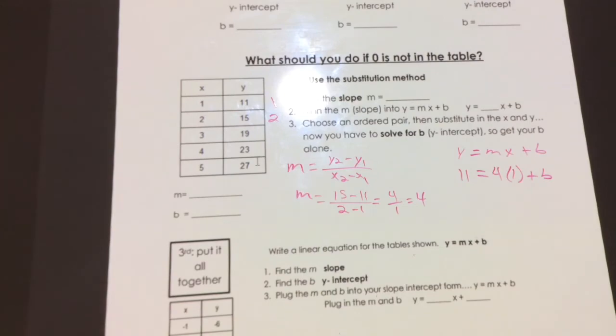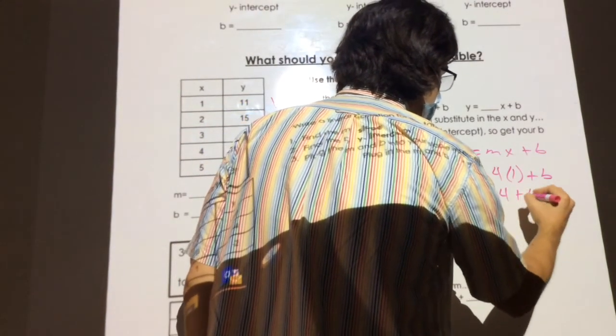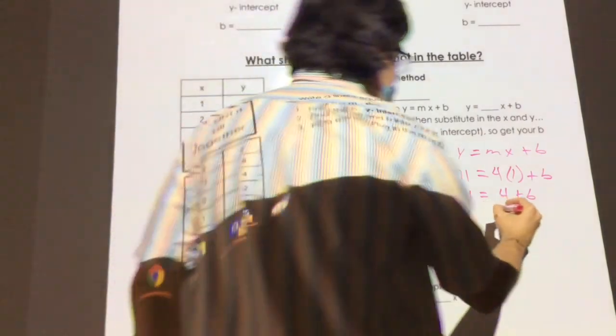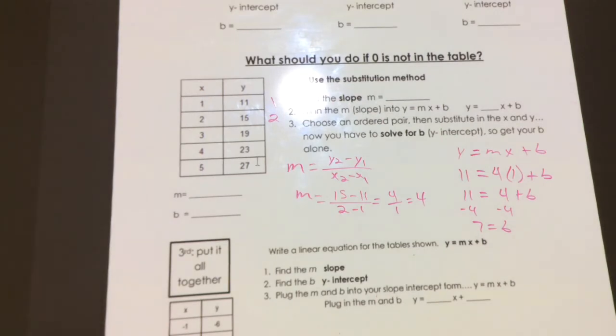Well, let's see. What's 4 times 1? So now I've got 11 is equal to 4 plus b. How do I get b by itself? Subtract 4. 7 is equal to b. Because what's the y-intercept of this graph? 7. Okay, now let me blow your mind even further.